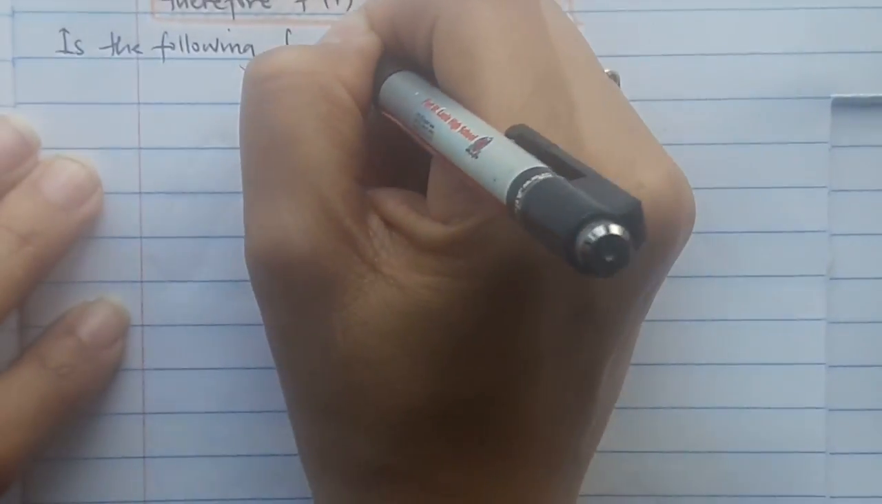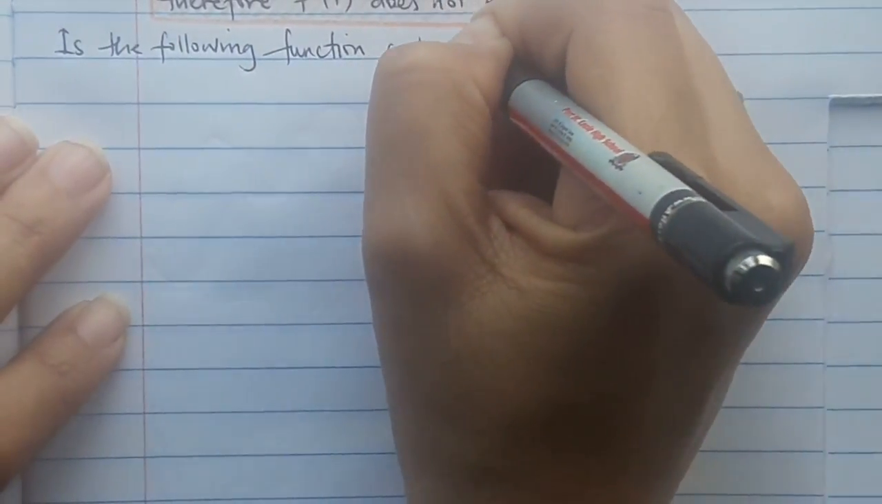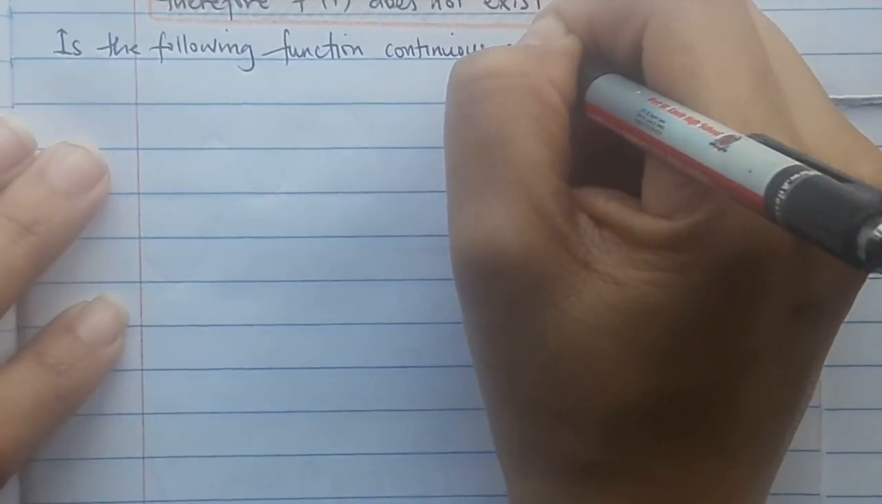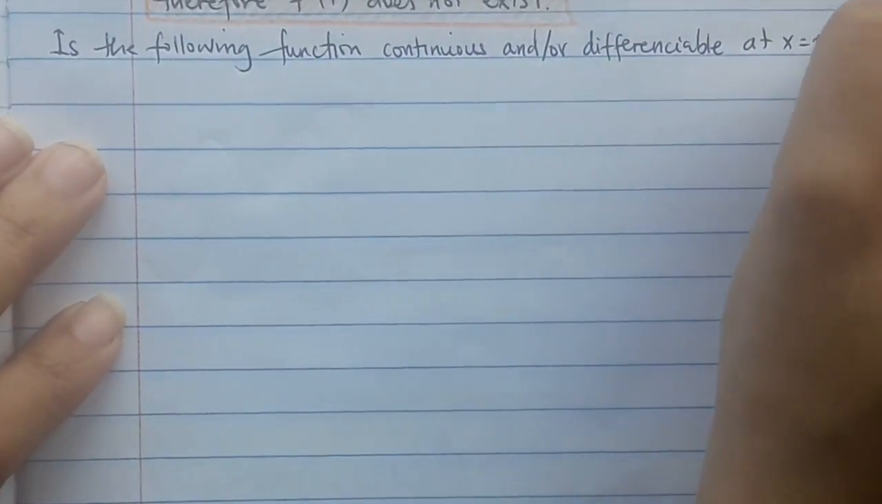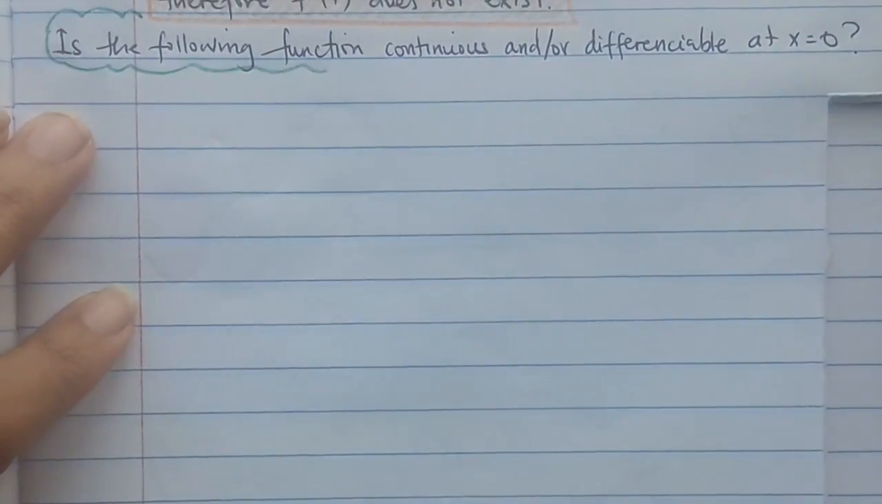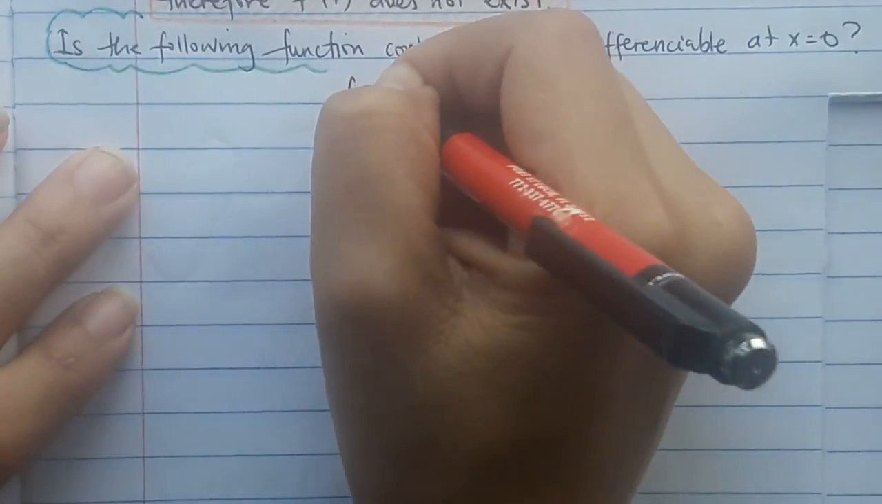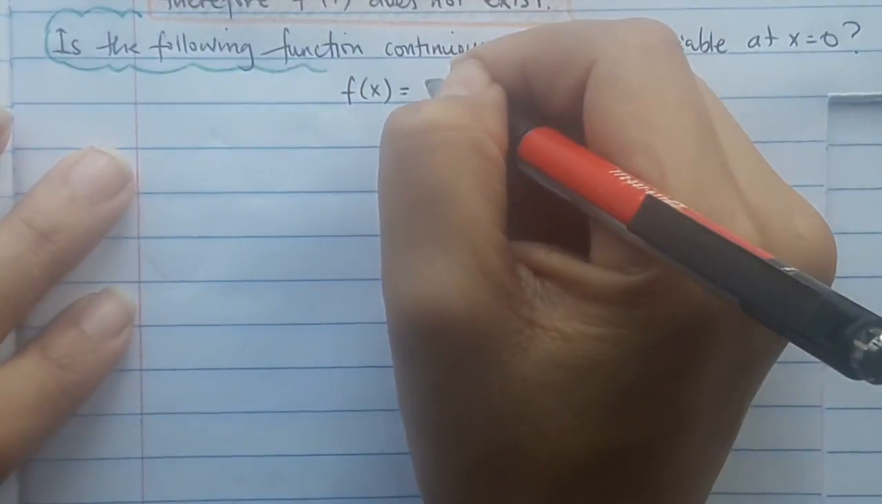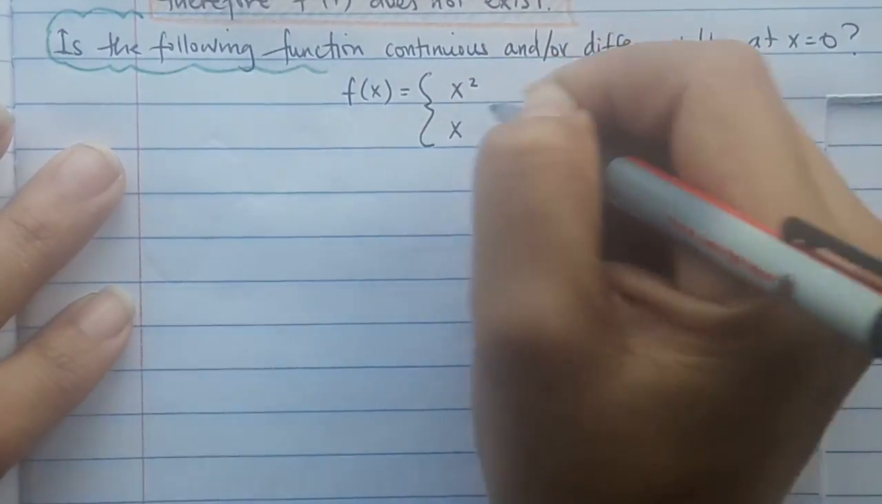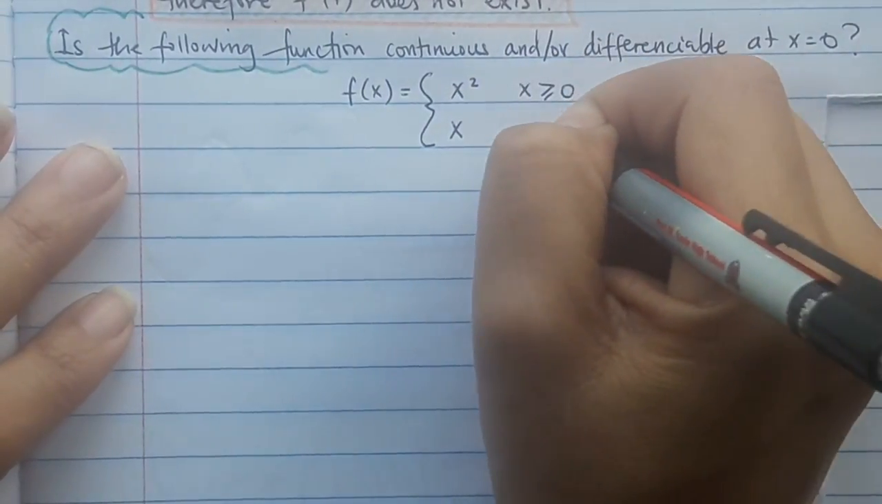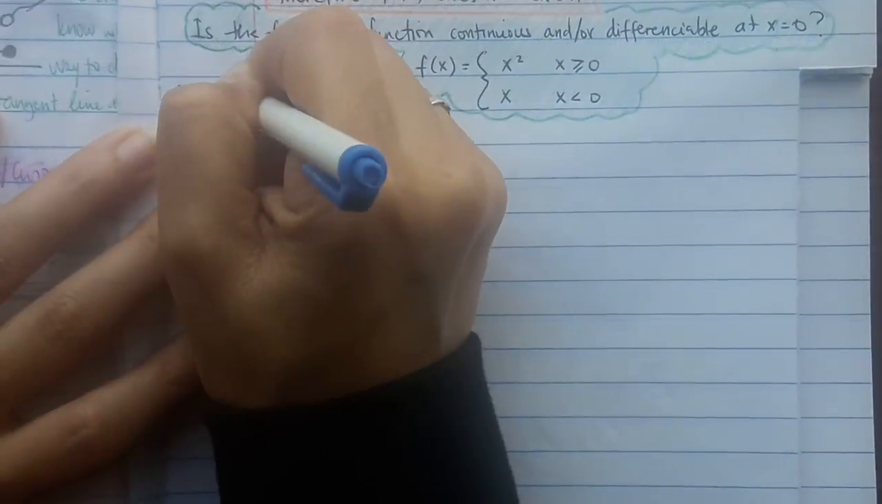Let's take a look at another question that's really popular to be asked. Is the following function continuous and or differentiable at x equals 0? Right, and that function is x squared when x is greater than or equal to 0, and x when x is less than 0. This is a listening check. Shade in x is less than 0.